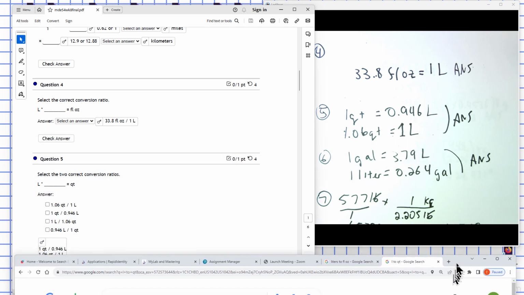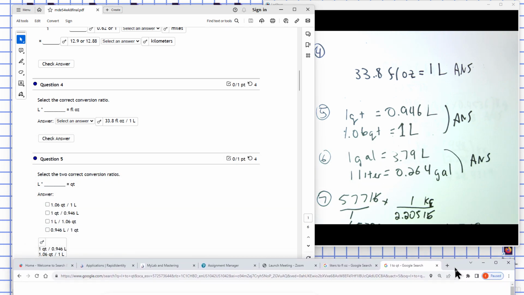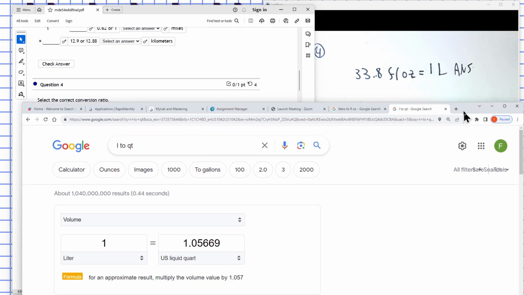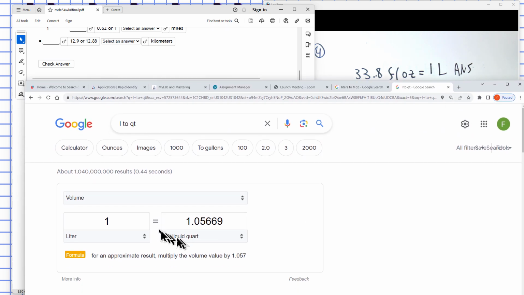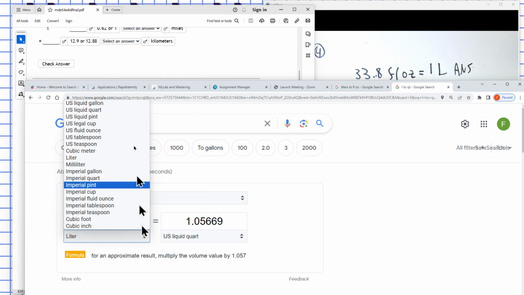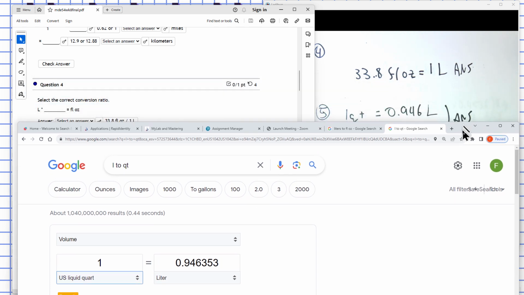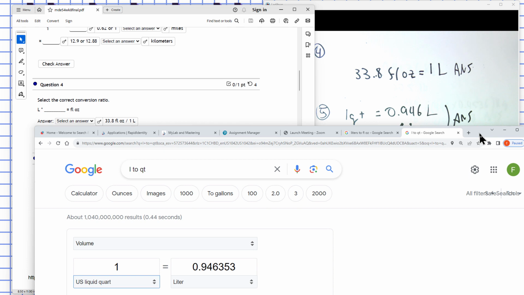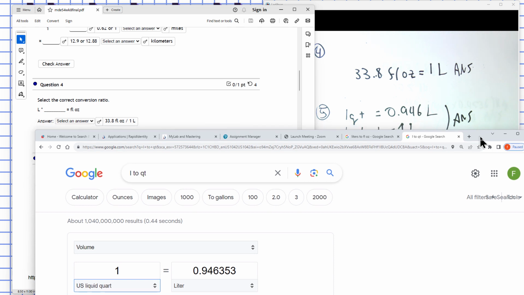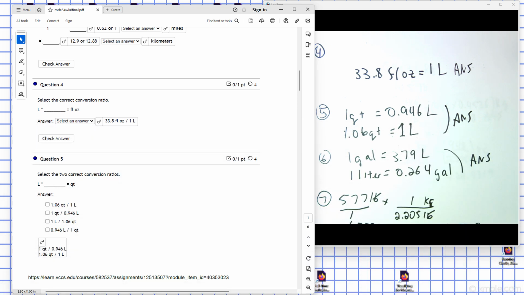Make this one here quarts. 1 quart is 0.946 liters. And there it is. There's the other one there. So I found both my answers. That's how you end up doing it. That was number 5.